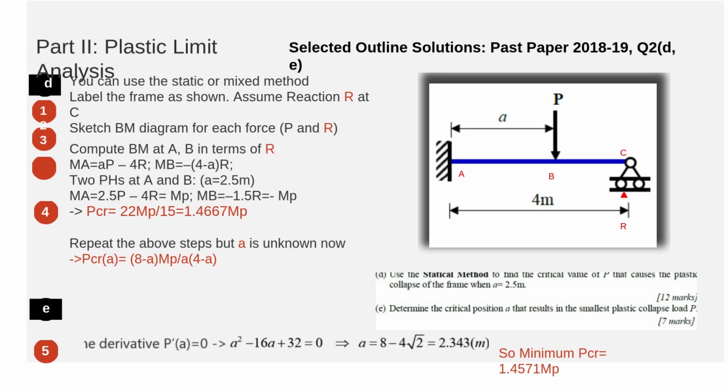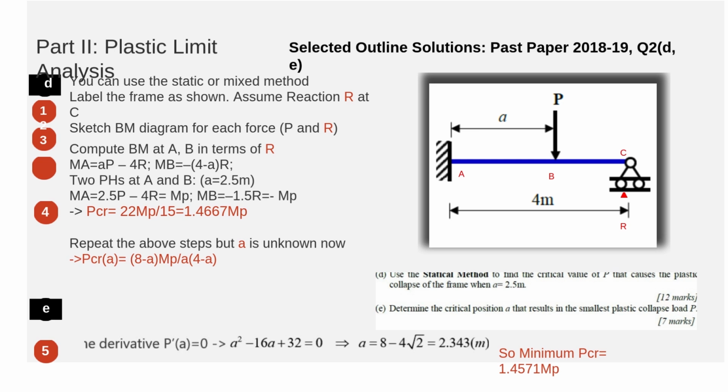For a given distance a, we find that Ma equals aP minus R, and Mb equals a minus R. When a is known, let's say a equals 2.5 m, we have Ma equals 2.5P minus R equals Mp, and Mb equals 1.5R equals Mp. This leads to finding the critical load Pcr, which equals 22Mp/15, resulting in 1.4667 Mp.